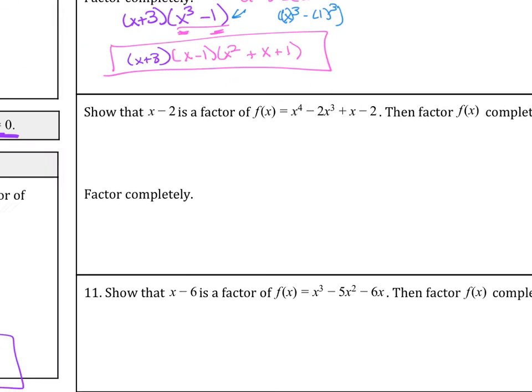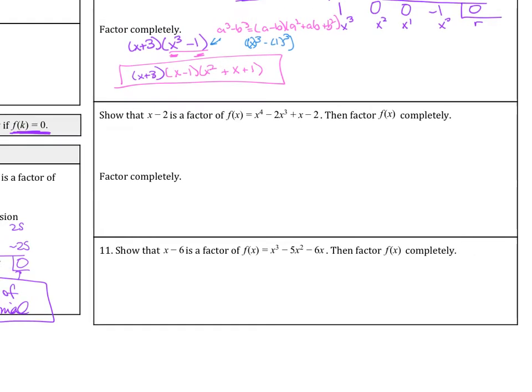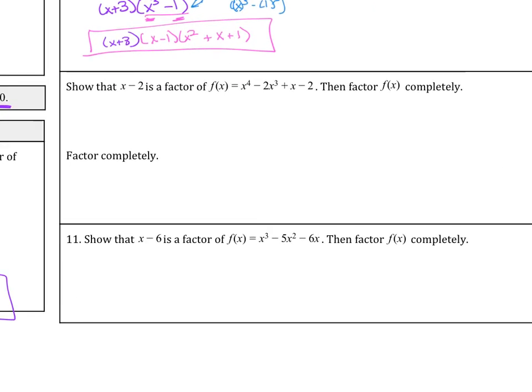So see if you can go ahead and try these two examples. Show that x minus 2 is a factor, then factor completely, and then show that x minus 6 is a factor, then factor completely.